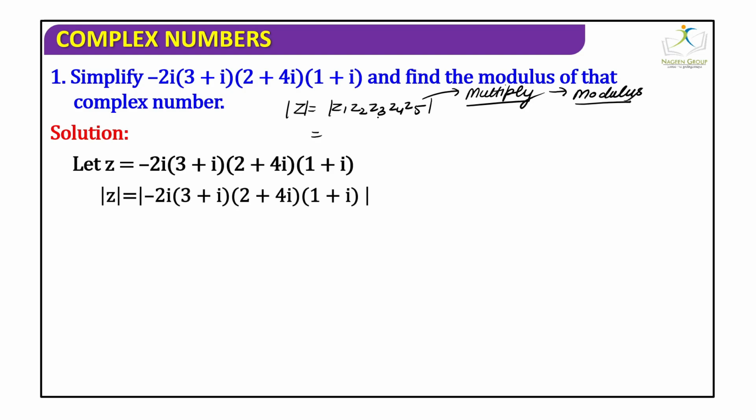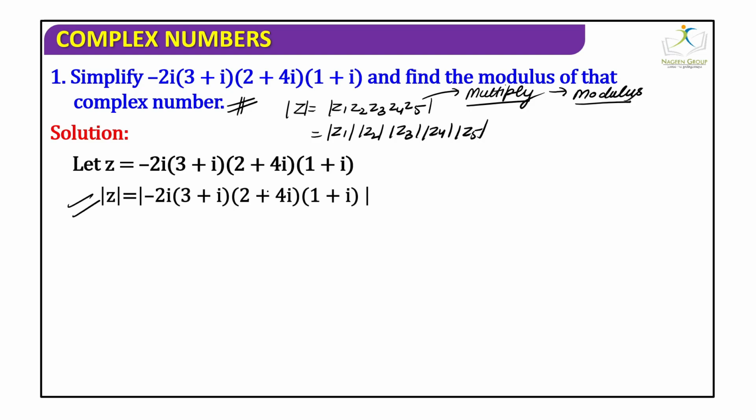And the second is what we use, a property. What is that property? That if we have some terms in multiplication and we need to find out the modulus, the property is that it is equal to modulus of z1, modulus of z2, modulus of z3 into modulus of z4 and modulus of z5. We can easily separate them. So we have this question number first, that is to find out the modulus of this complete.